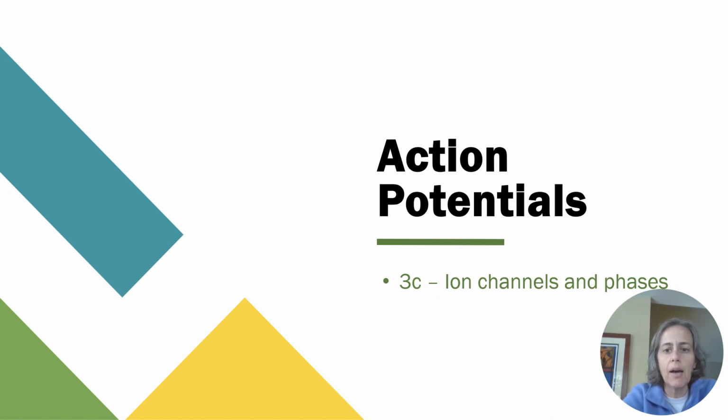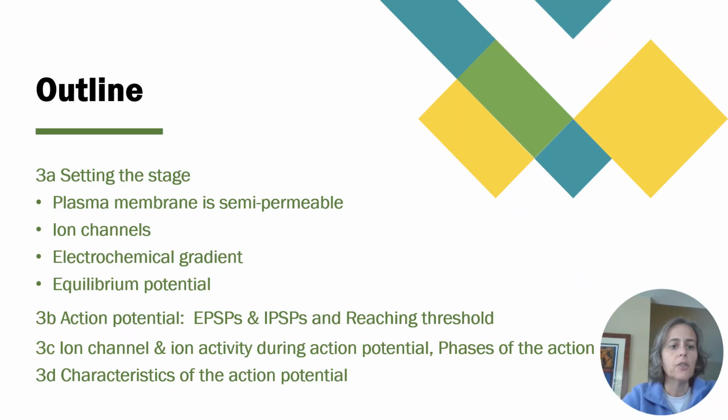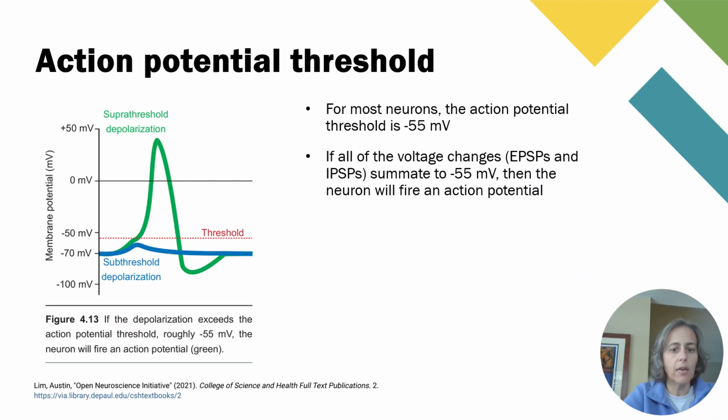We're going to talk about what's actually happening during the action potential now that we've reached threshold and decided to send one. The action potential is all about ion channels, so we're going to talk about those in depth and then the different phases that we see of the action potential. So here we are in our outline. We are at 3C talking about ion channels.